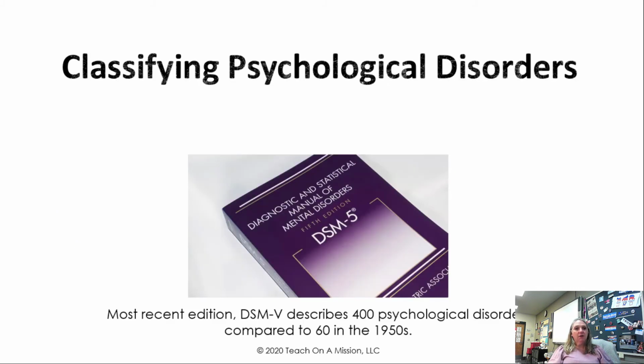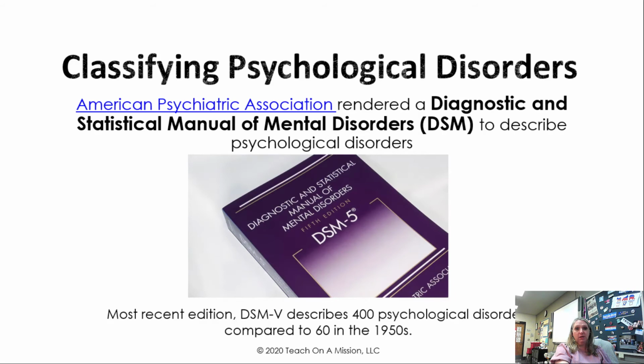Okay, now let's talk about classifying psychological disorders. So the most recent edition, the DSM-5, which was published starting in 2013, prescribes 400 psychological disorders compared to 60 in the 1950s. So the expanse of knowledge when it comes to mental illness and the classifications that we are diagnosing has greatly expanded. There are some that used to be diagnosed as mental illness that are no longer diagnosed as mental illness, such as homosexuality.